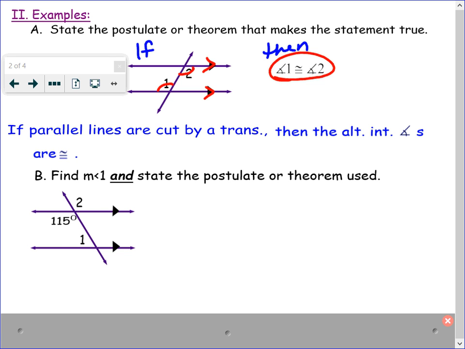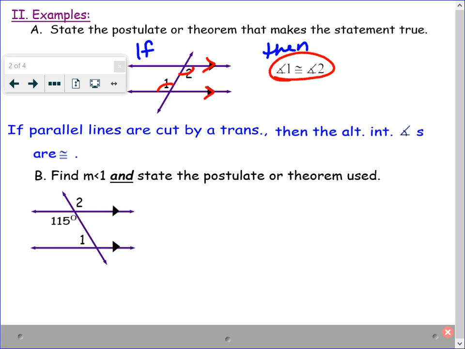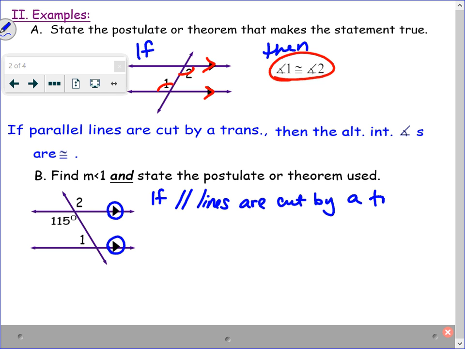So the next type of example says find the measure of angle 1 and state the postulate or theorem. You may want to actually figure out what the postulate or theorem is first for it to make any sense. And so what did they give us up front? They gave us parallel lines. So if parallel lines are cut by a transversal, then, okay, so now we have to decide what we're looking for.